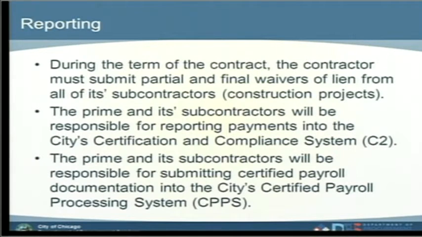The prime and the subcontractors will be responsible for submitting certified payroll documentation into the city certified processing system. It used to be paper records, but now everything is electronic, so that certified payroll processing system, we call it LCP Tracker. I know it's a lot of acronyms, so we'll get there. So we've got the C2 for payments and the LCP for payroll.